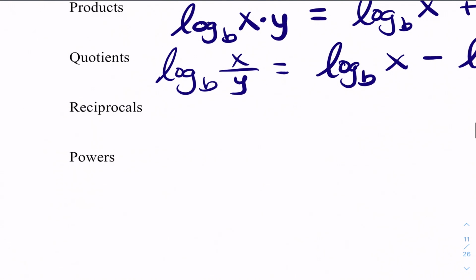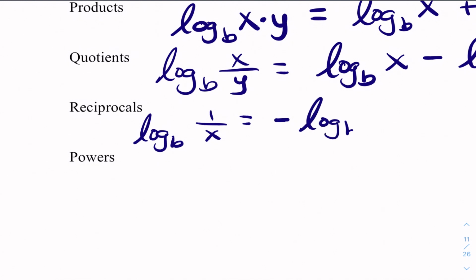Other properties. If I have a fraction inside a log, let's say we have log base b of 1 over x. Just like we did with exponents, where we got rid of the fraction and turned it into a negative exponent, likewise, because 1 over x is just x to the negative first, I can put the negative sign in front of my log.